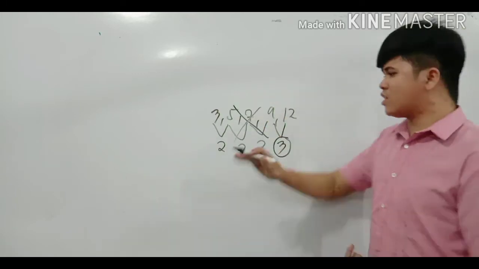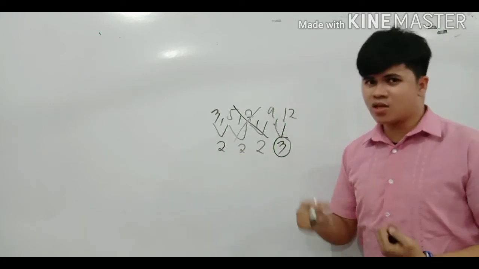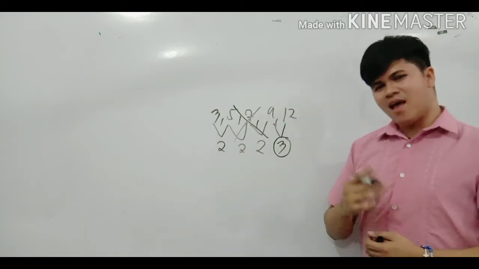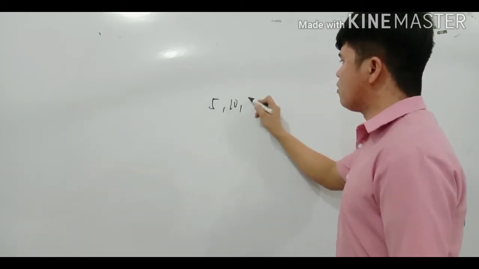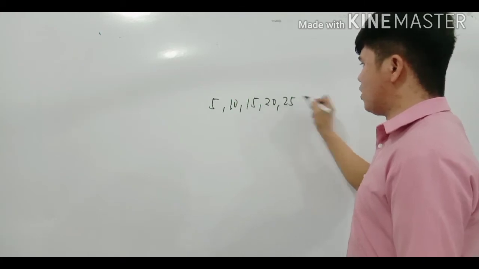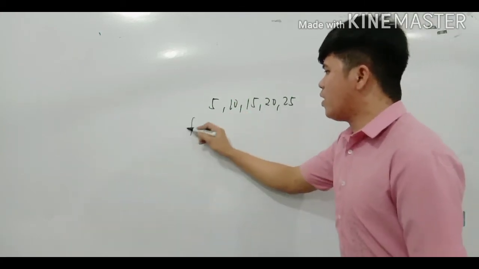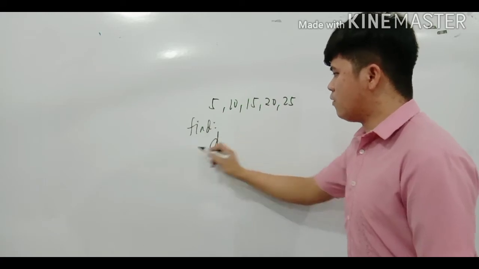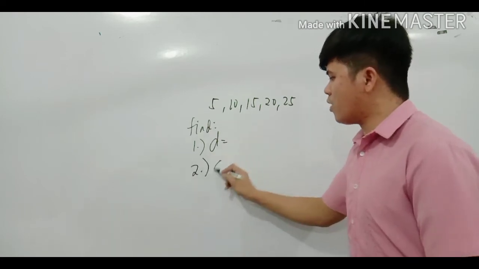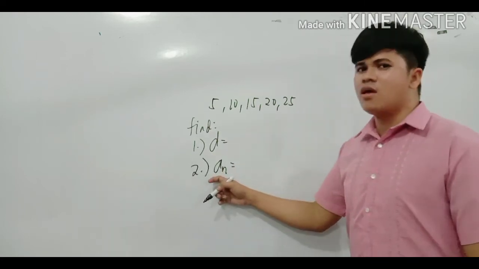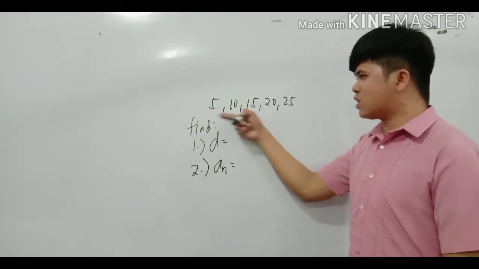Again, in an arithmetic sequence, the difference must be common. That is why we call it the common difference. Okay? Now let's try to solve some examples of an arithmetic sequence by using the general formula of the arithmetic sequence. Let's say we have 5, 10, 15, 20, 25. Now, our task is to find the difference. When you see d, we are dealing with the common difference. And we have here a sub n, referring to the general formula or the nth term of this given sequence.